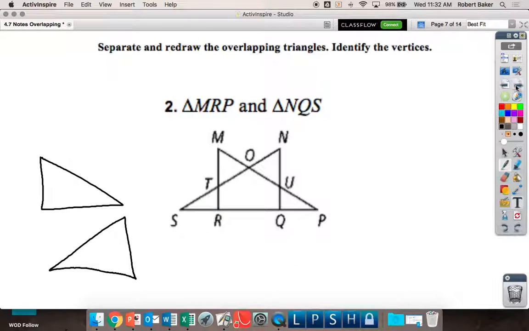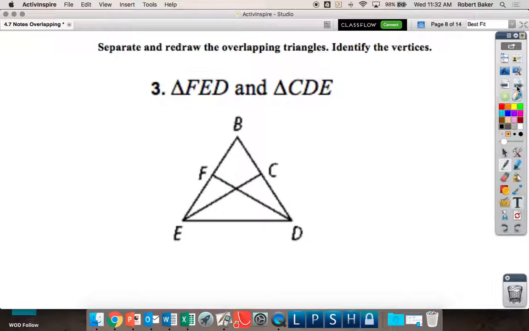Do they share anything here? Line segment RQ. They share a little piece right here, RQ. That doesn't really help us much, but it's good to know. FED and CDE. So you can separate and redraw them, or you can just identify what they share. ED. They both share this line segment down here.